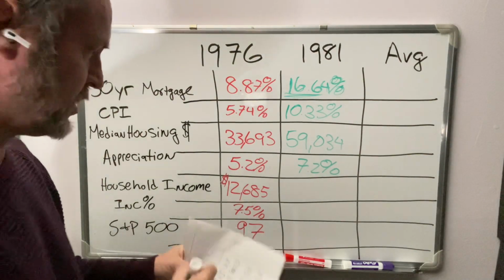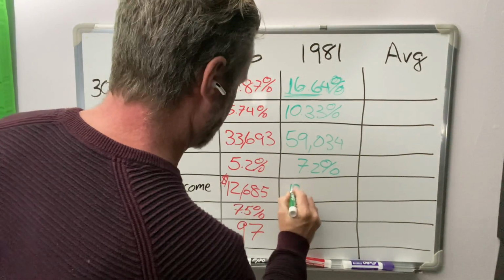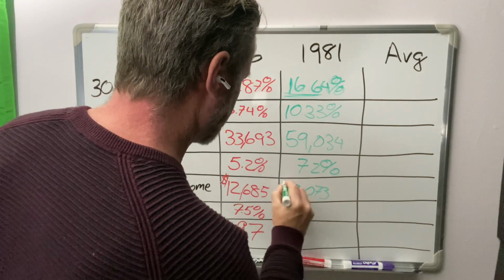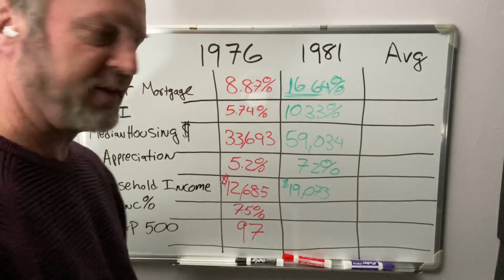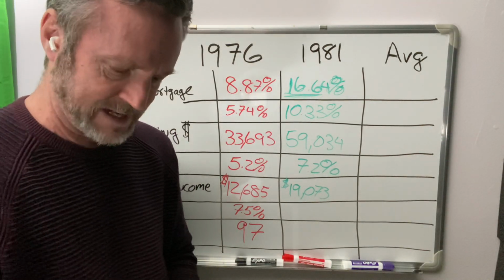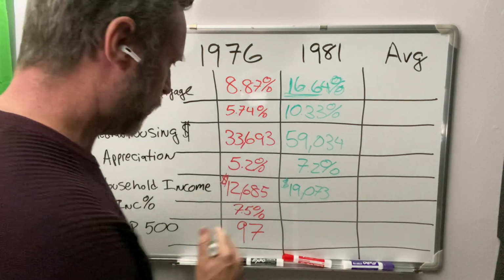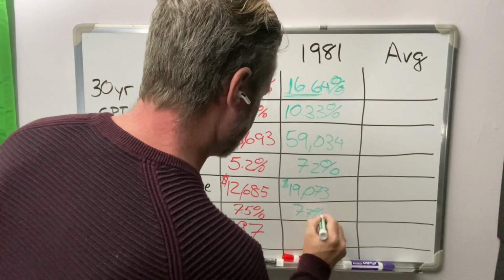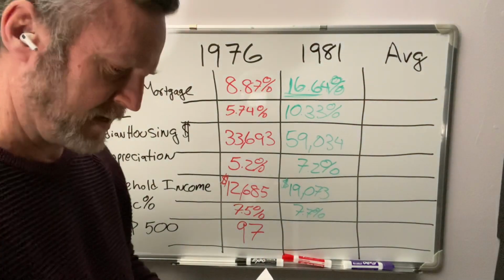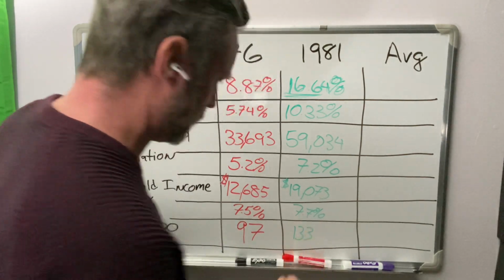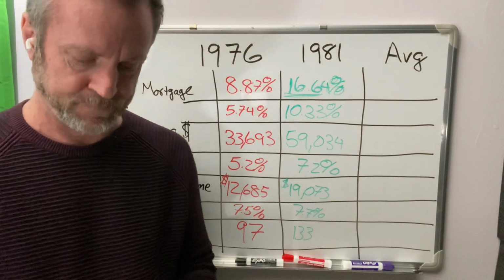Wage increase. Wages went to $19,073. So instead of making $1,000 a month, you were now making $1,500 a month as an average family. Wage increase was 7.7%. And just so we have it, the S&P 500 was at 133.